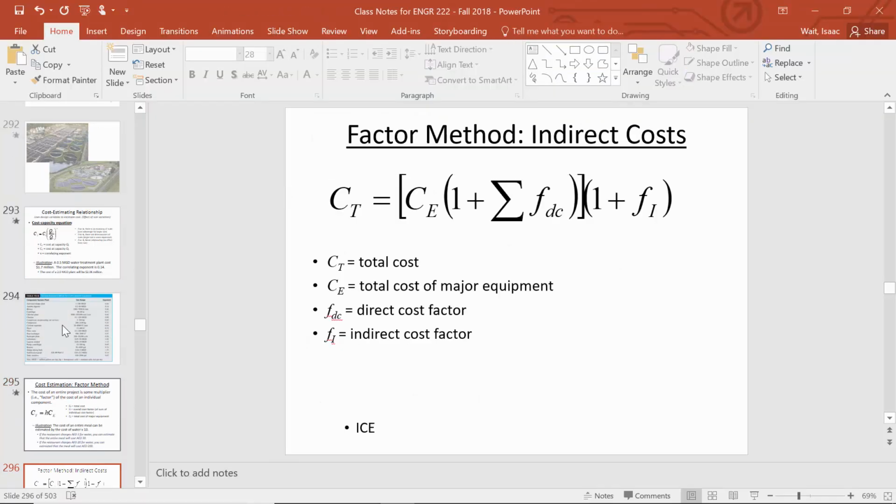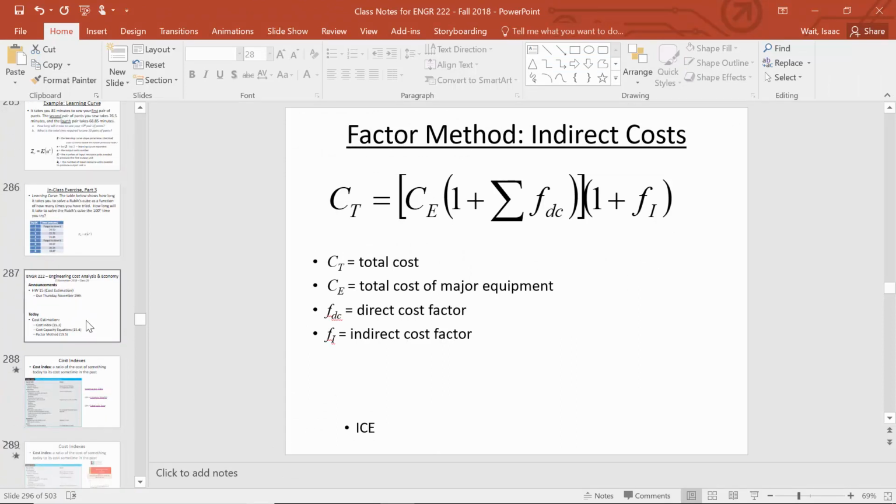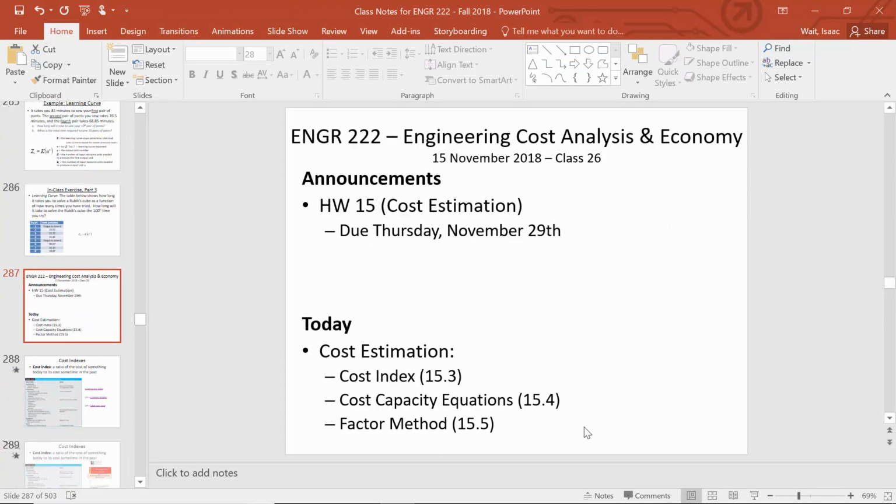All right, that's all I have for you today. Let's take one last look at these announcements. The assignment that you have for cost estimation is due on Thursday, the 29th of November. I'd suggest maybe finishing it up even before Thanksgiving, while it's still fresh in your mind. It'd be a lot easier to do now rather than after you get back from Thanksgiving. If you've got any questions as you're working on it, please feel free to stop by my office.